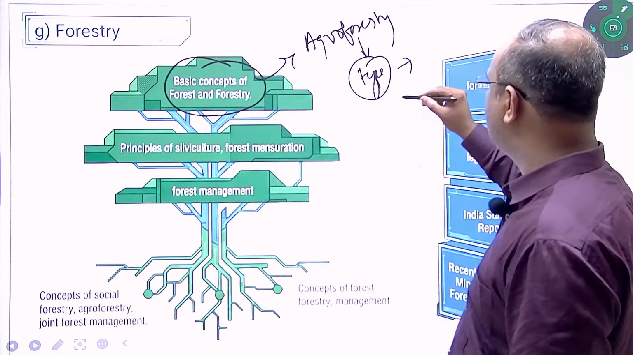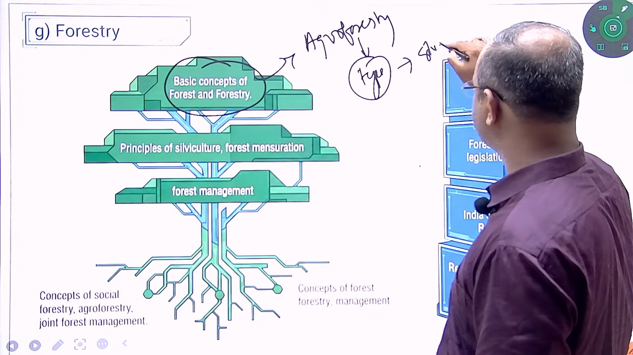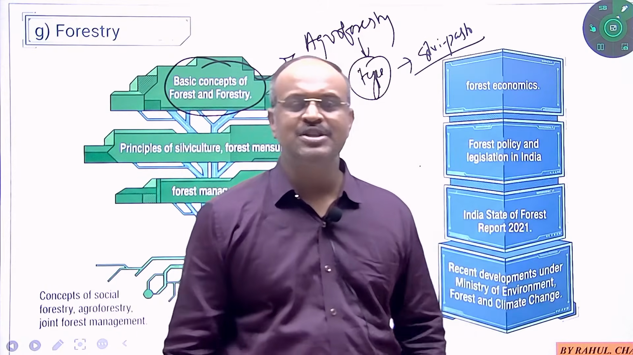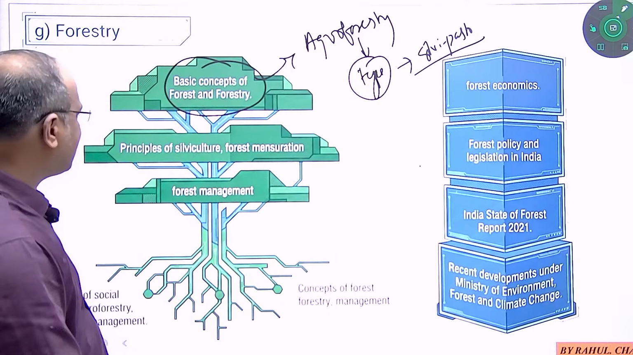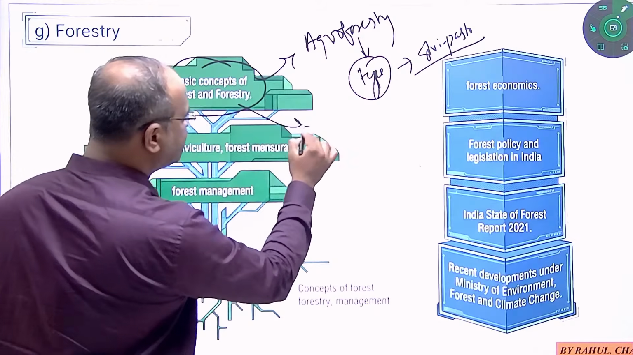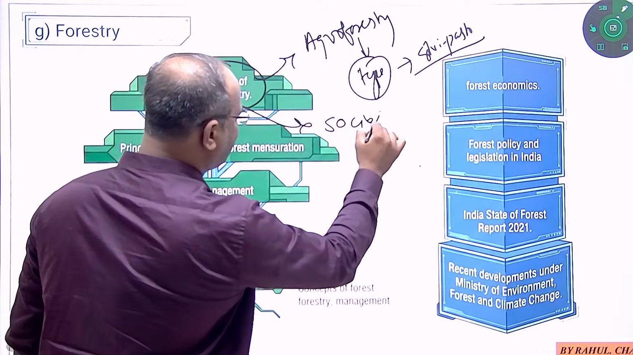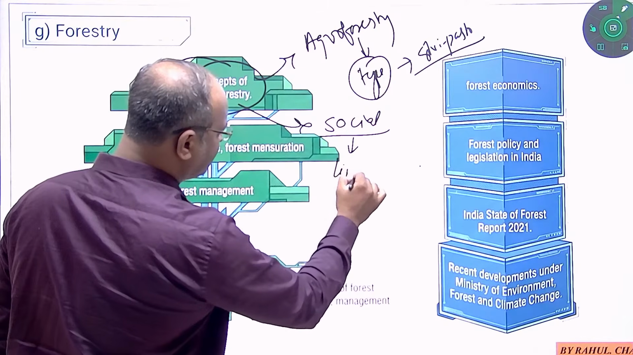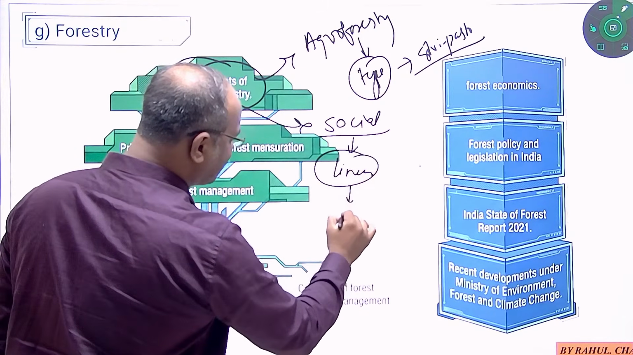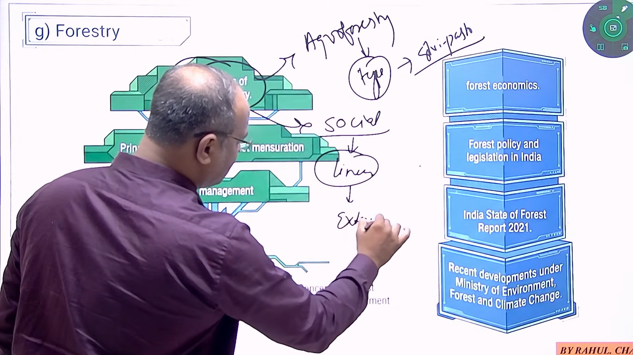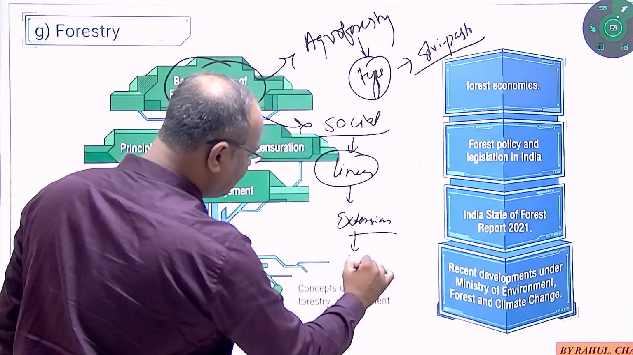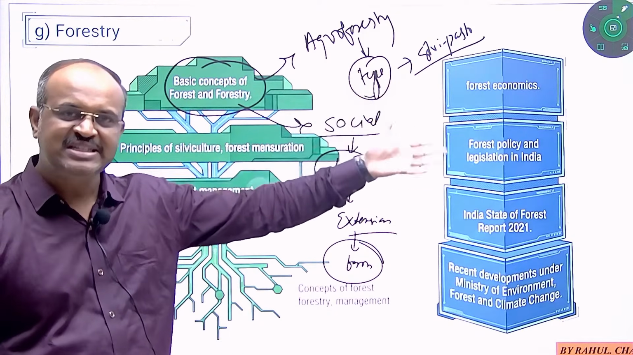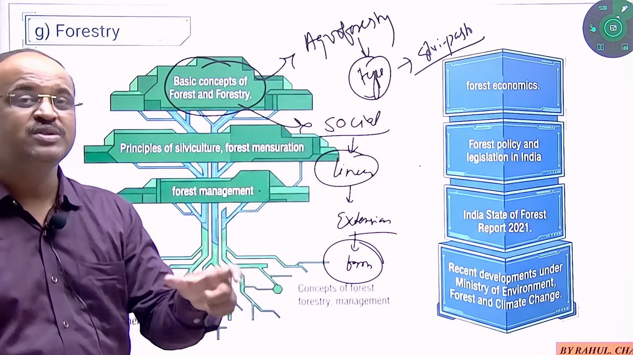Say for example, what is silvipastoriculture? They can ask you the definition. They can ask you the question. Or say for example, they can ask you what is the difference between social forestry and the agroforestry. What do you understand by linear forestry, or basically we can say extension forestry or the farm forestry. So these are the various terminologies which are related to the agroforestry. So the systems of agroforestry are important. So we need to see the definitions here.